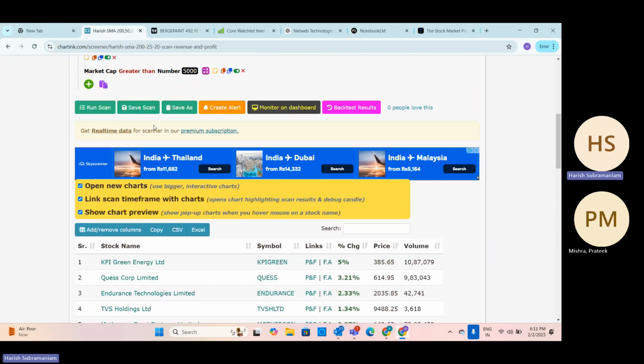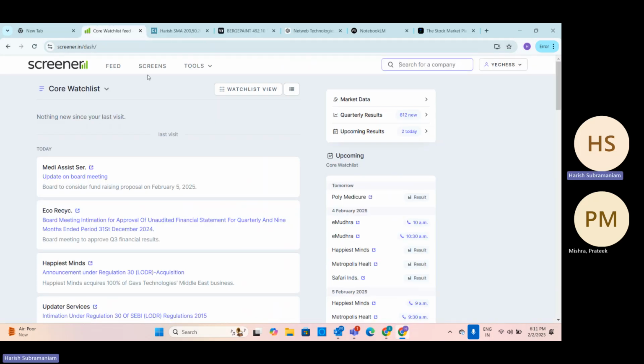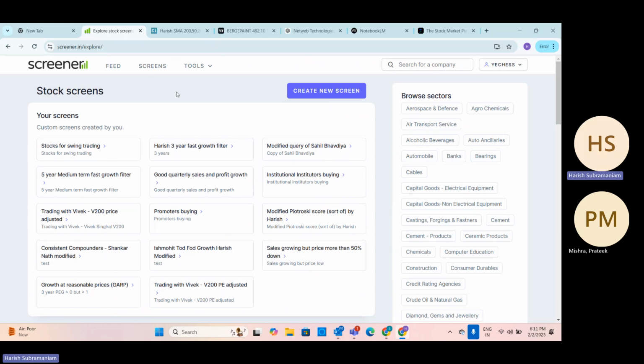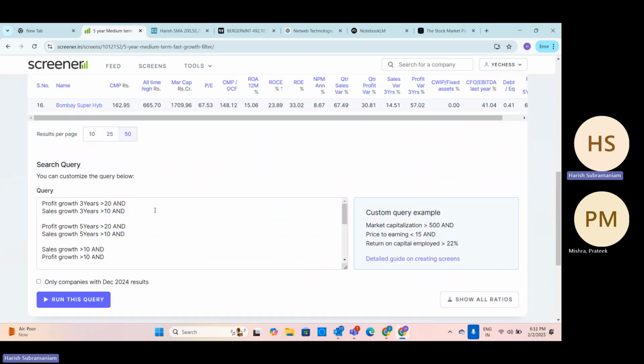Another way in which we had done screens was based on our fundamental analysis. We had looked at many parameters: profit growth has to be good, continuously growing. So over here, you can see profit growth is greater than 20, sales growth of 3 years, not just 1 year. So consistently over 3 years, profit growth is more than 20%. Sales growth is more than 10%. And we have done the same thing for 5 years. And even last year, it has to be more than 10.